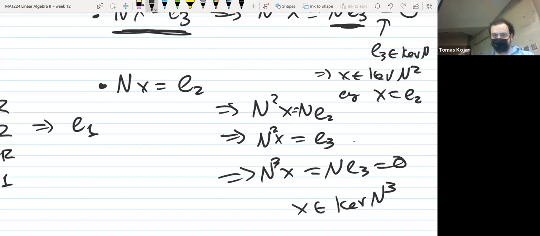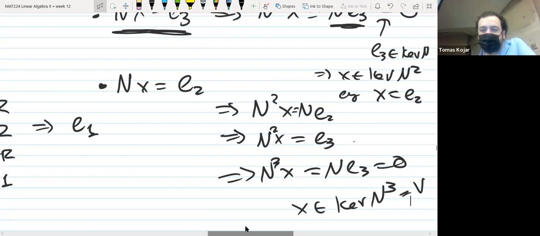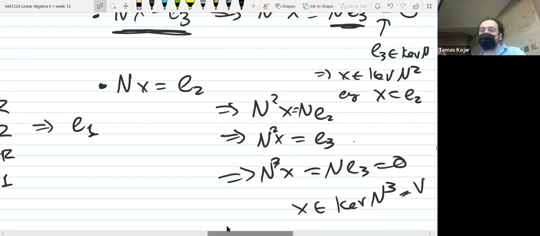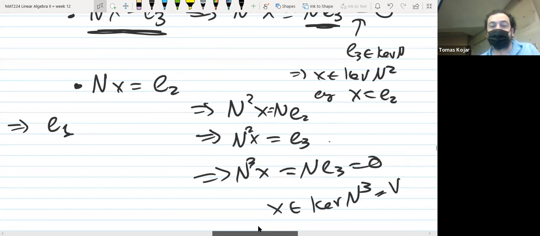All right, good. Then you play the game, but this is the whole space, right? So this is the whole space. This is because the nilpotency was 3, right? I'm saying that the space is R6, but the kernel of N cubed is the whole space, because that's the nilpotency. Okay.